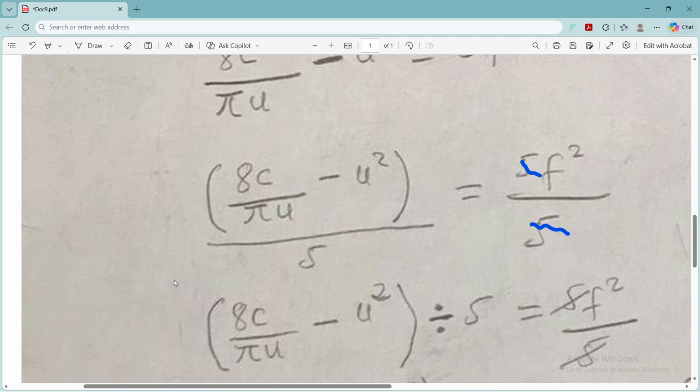So we are going to have a new equation to be, in brackets, the fraction 8c over pi u minus u square, right, divided by 5. Okay, now here the signage is the division sign, right? And every number is divisible by 1, right? So 5 here has a divisible 1 here. Okay, so 5 over 1, right?